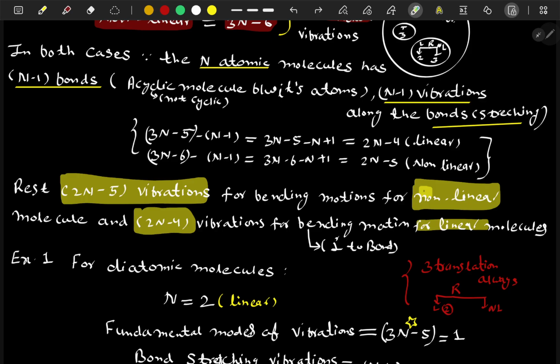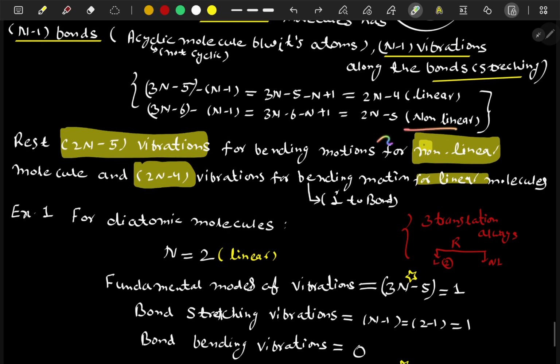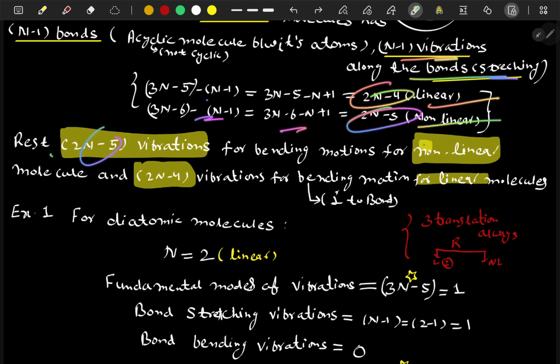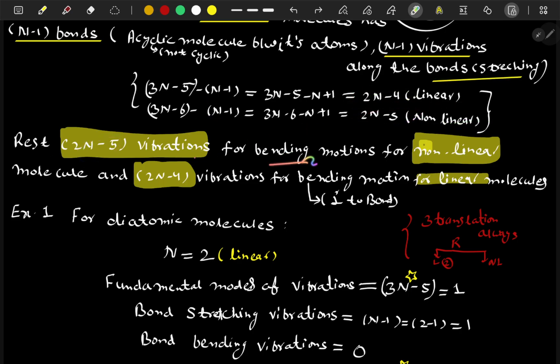Now let's continue. 3n minus 5 minus (n minus 1) for linear means n minus 1 vibrations for stretching. This is for stretching, and the rest are for bending. So the remaining are 2n minus 4 for linear and 2n minus 5 for non-linear, which are vibrations for bending motions.